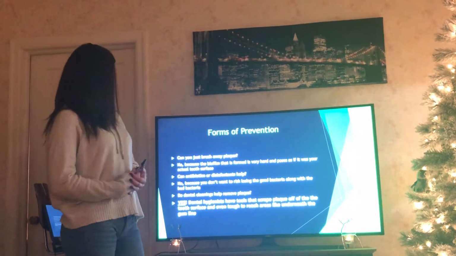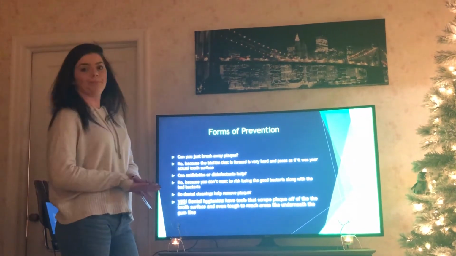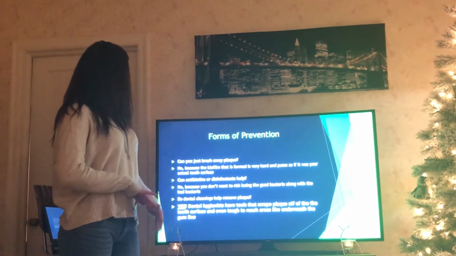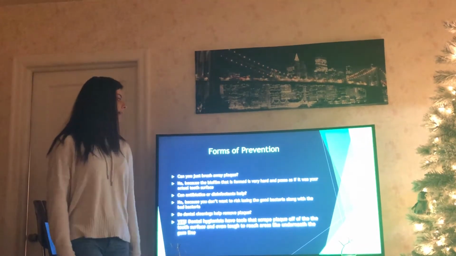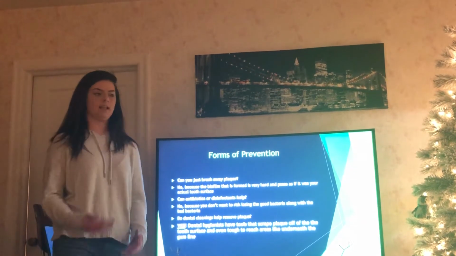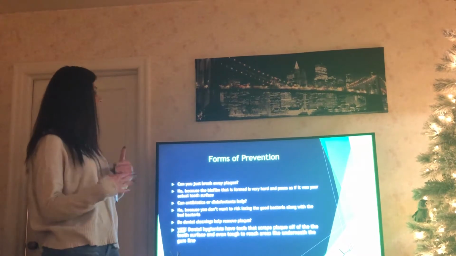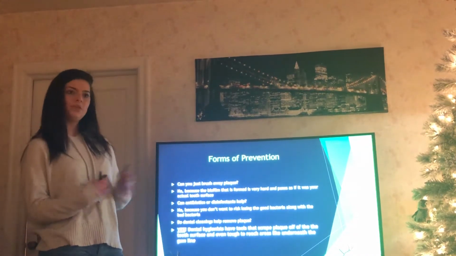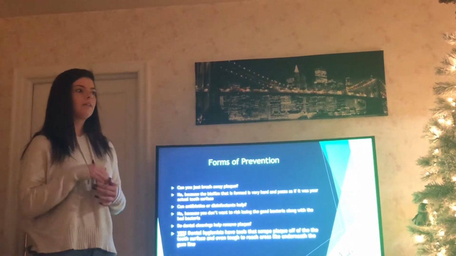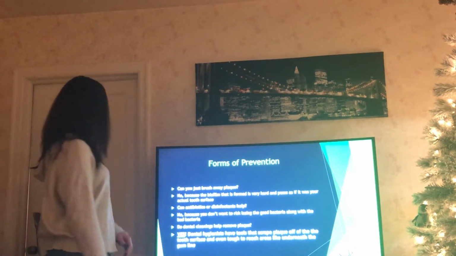Forms of prevention. It says, can you just brush away plaque? No, you can't. Because the biofilm that is formed is very hard and poses as if it were your actual tooth surface. It hardens and then it becomes calculus. And they think, oh, it's just my tooth, I'm brushing my tooth. No, they're actually brushing the biofilm that is forming cavities underneath.